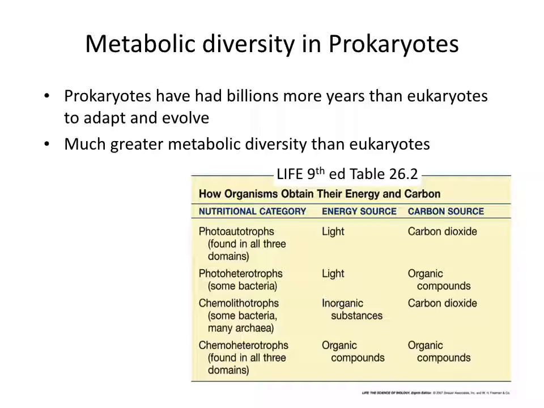Some bacteria and many archaea are chemolithotrophs, and those are found in some pretty odd environments, where there's no light, but there are these other inorganic substances that they can get energy from. And then finally, chemoheterotrophs, which are found in all three domains, get their energy from organic compounds and get their carbon from organic compounds. So they're eating other organic compounds. So ultimately, autotrophs made the fixed carbon, and that's how they're getting it. And they use it for both energy and carbon.